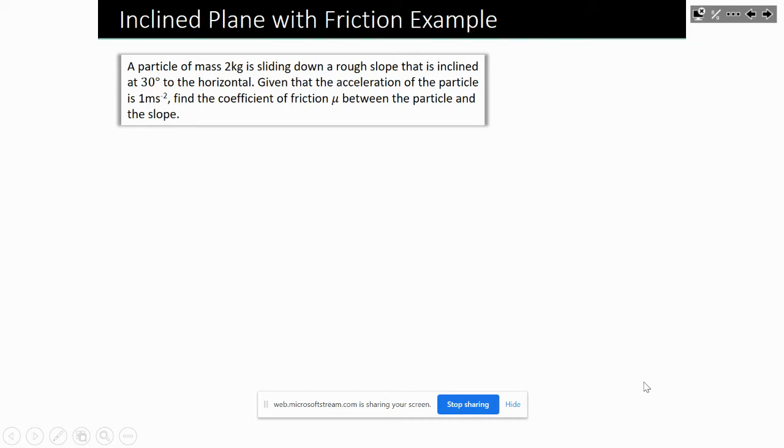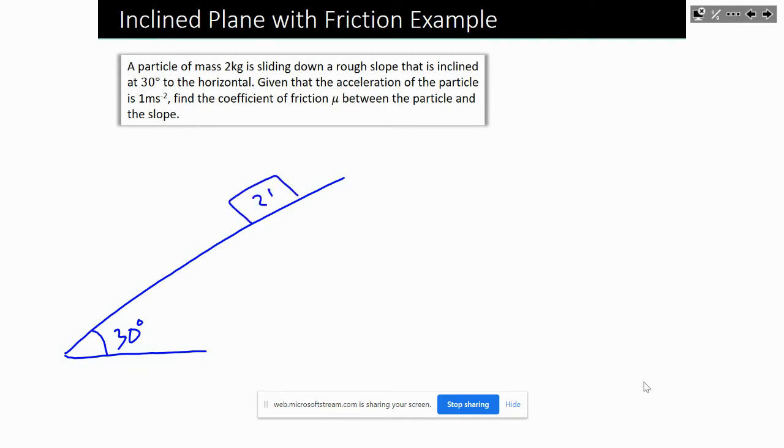A particle of mass 2 kilograms is sliding down a rough slope that's inclined at 30 degrees. So to draw a large diagram, our slope is inclined at 30 degrees. We have a particle of mass 2 kilograms. We have a normal reaction force perpendicular to the slope.